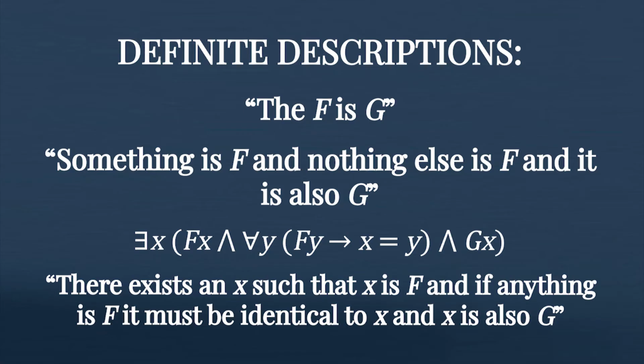Applying this notation to our example sentence, the author of On Denoting is a pipe smoker, we would get, there exists an X such that X is an author of On Denoting, and if anything else is an author of On Denoting, it must be identical to X, and X is also a pipe smoker.